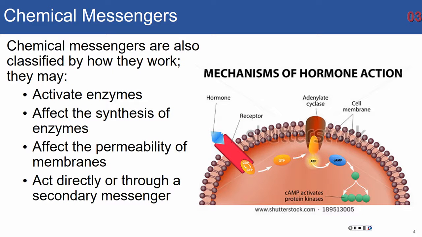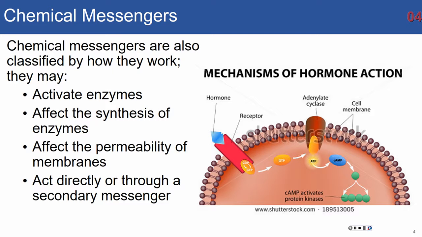So remember, we just talked about steroid messengers, but there's also chemical messengers. Steroid messengers are kind of just a small class of these chemical messengers, but chemical messengers are classified according to how they work. So they can either activate enzymes, affect the synthesis of enzymes, so those are both enzymatic type effects. They can affect the permeability of the membrane, so how big are the molecules that can get in and out of that cell. And then they can act either directly or through a secondary messenger. And again, these are mostly hormones.